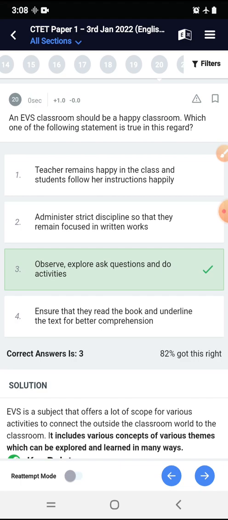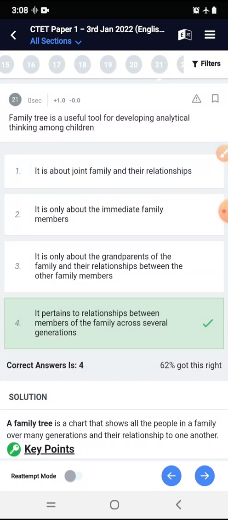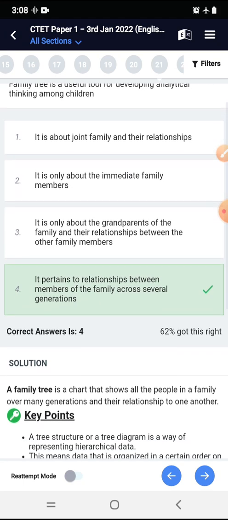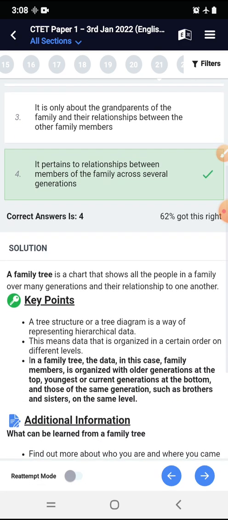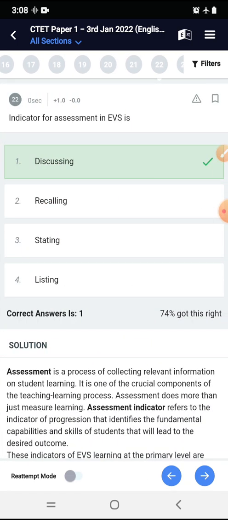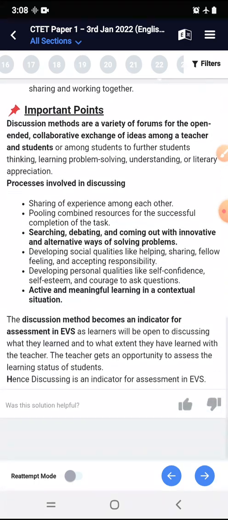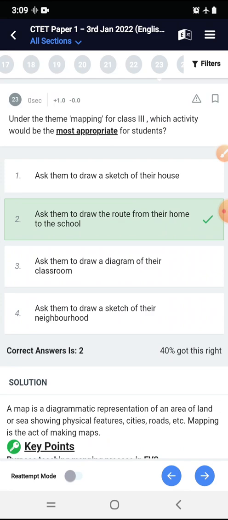An EVS classroom should be a happy classroom. Which one of the following statements is true in this regard? Observe, explore, ask questions and do activities. Family tree is a useful tool for developing analytical thinking among children. It pertains to relationships between members of a family across several generations. Indicator for assessment in EVS is discussing. There must be discussion. Under the theme mapping for class 3, which activity would be the most appropriate for students? Ask them to draw a route from their home to the school.